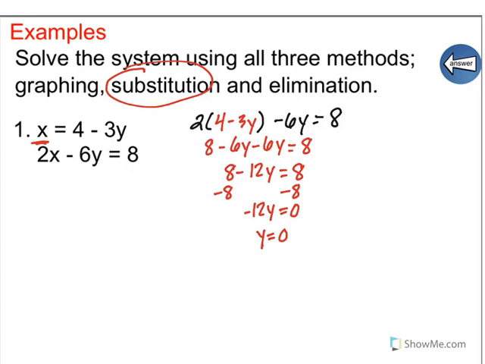Now that I know that y is equal to 0, I can plug this into either of the original equations. So I'm going to just pick the top one. I'm going to plug in 0 for y, since that's what y is. That's 4 minus 3 times 0, or 4 minus 0. So that means x is equal to 4. So the solution for this first one was (4, 0). Again, I know the best method is substitution for this one, because this is what requires the least amount of changes to my original equation.